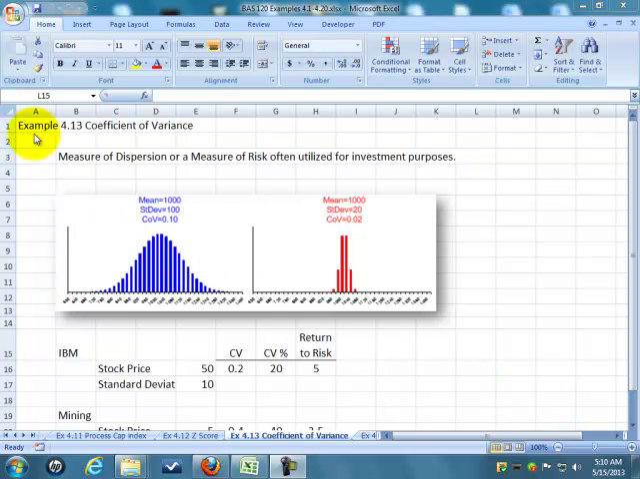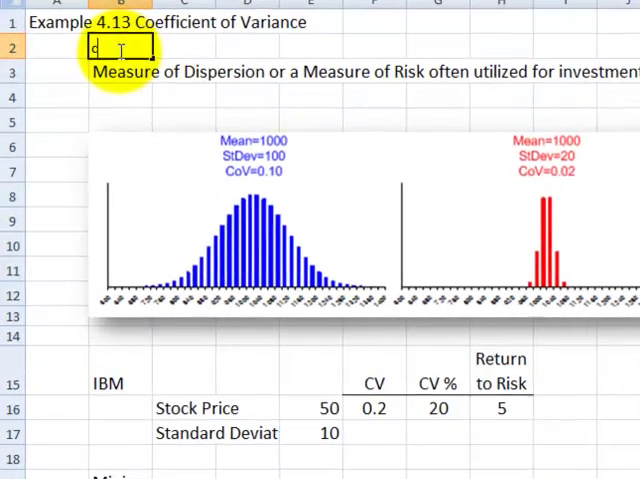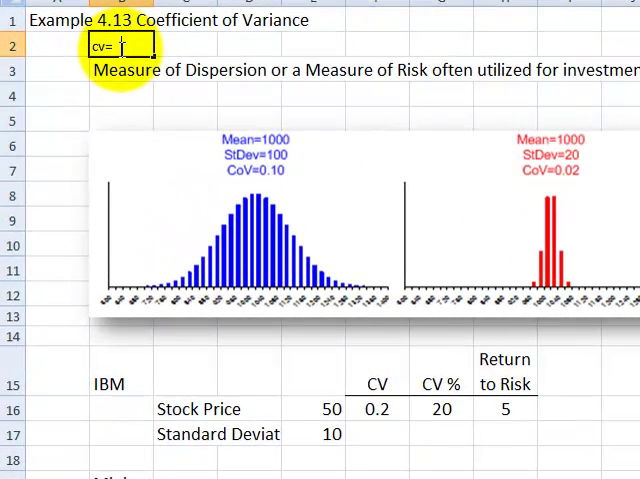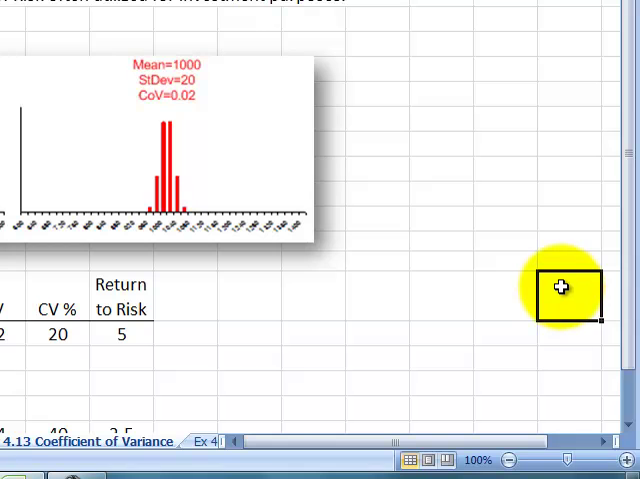Okay, now we're going to talk a little bit about what's called the coefficient of variance, example 4.13. The definition is just the standard deviation divided by the mean. So let's put that in here. CV is equal to the standard deviation divided by the mean. What that's doing is it's kind of a measure of dispersion or a measure of risk. It's telling us, do we have something like this or do we have something like this? How do those two, the amount of dispersion I have, compare to the average that I have?